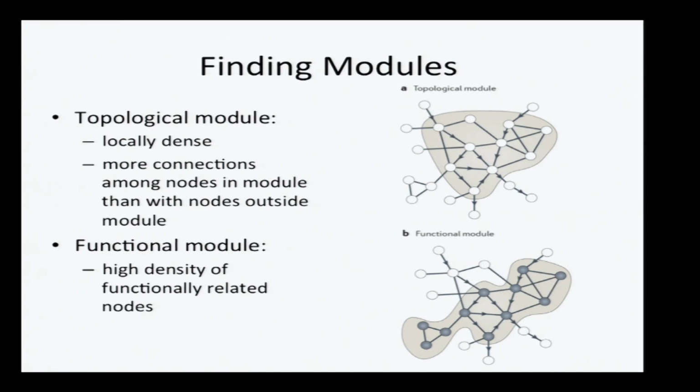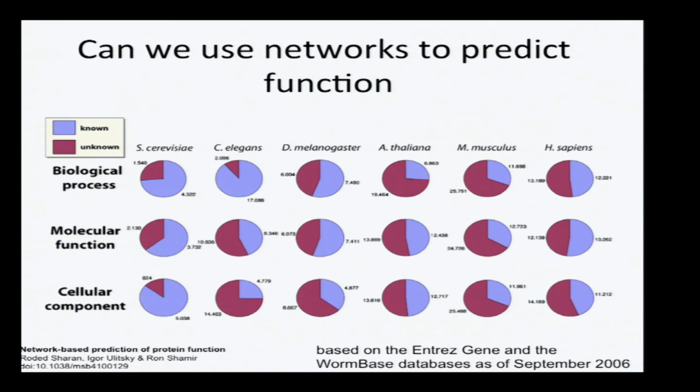Okay. So an early use of this kind of approach was to try to annotate nodes. For a large fraction of even well-studied genomes, we don't know the function of many of those genes.